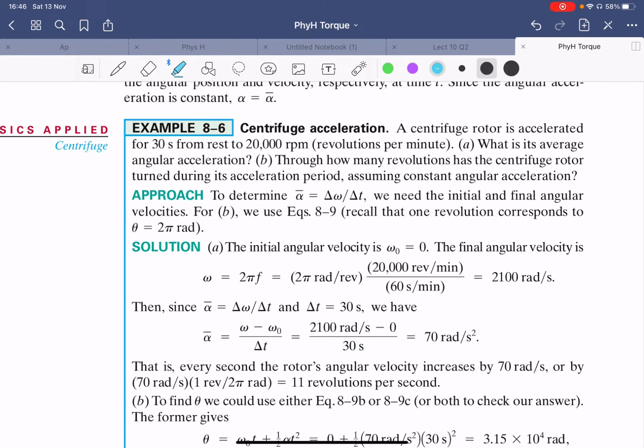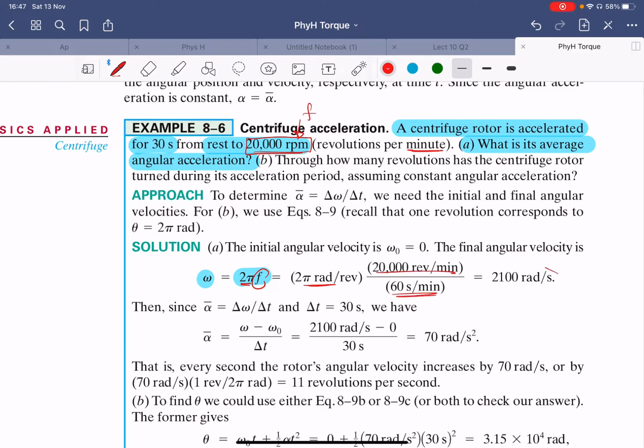So you have a centrifuge rotor that accelerates for 30 seconds from rest to 20,000 rounds per minute. The question is, what is the average angular acceleration? So they're asking for acceleration. I'm going to start by finding omega first. Omega equals 2 pi f. Remember that this is given to you as frequency, but you have to convert it to per second because this is per minute. So how do I do that? Just divide this by 60, right? So 2 pi times f, divided by 60.